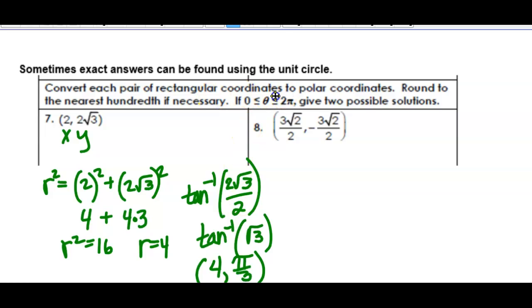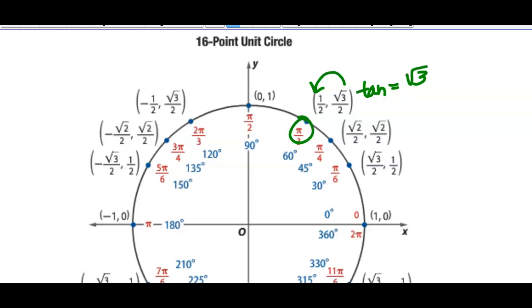Now we're supposed to do another name. Yes, convert each pair to polar. Oh, give 2 possible solutions. I thought maybe we didn't have to do 2. Okay, another way to talk about pi over 3.